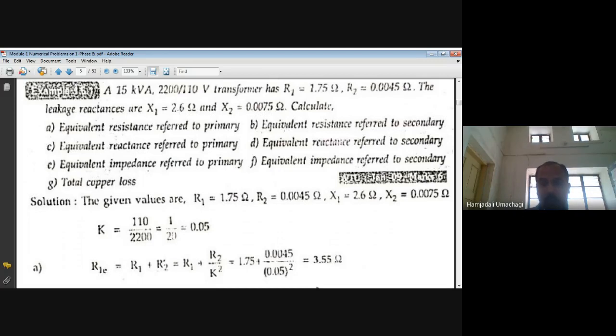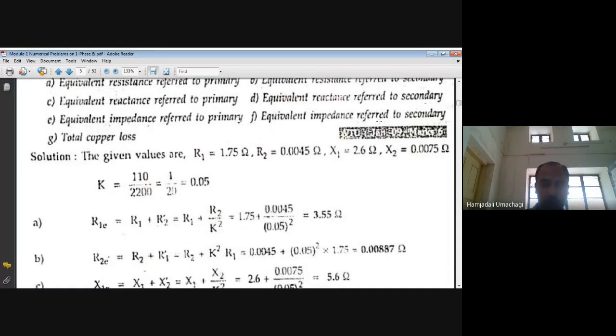Then calculate R2E, that is equivalent resistance referred to secondary side. Keep the second resistance on the same side, and just transfer the primary resistance to the secondary. Primary moving to the secondary means you are moving in the forward direction, so we have to multiply: R1 dash is equal to R1 into K square. So here K square should be multiplied. R2E, the equivalent resistance referred to secondary side, is R2 plus R1 dash. Moving in the forward direction, R1 dash will be R1 into K square.